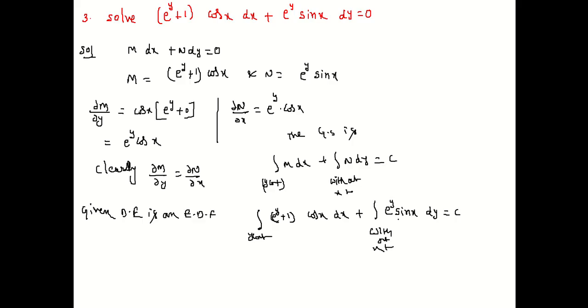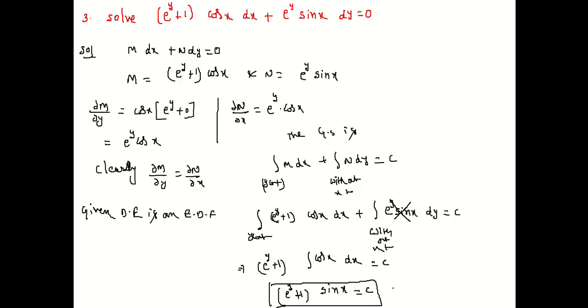Here y is constant, and we take only terms without x. Terms are separated by plus or minus only, so e^y sin x is a single term. Here x is there, so it is crossed out; don't consider this term. So e^y + 1 is a constant here, and the integral of cos x dx is sin x. So (e^y + 1) sin x equals c is the general solution, where c is the arbitrary constant.